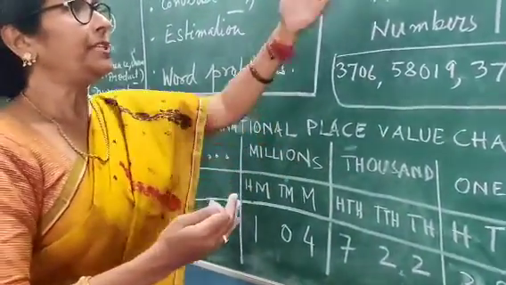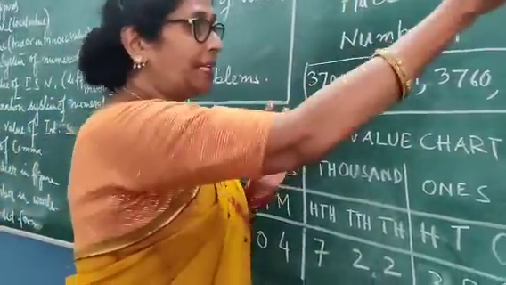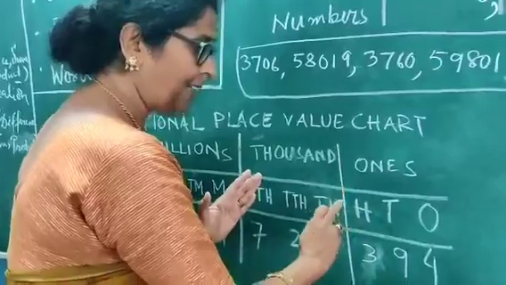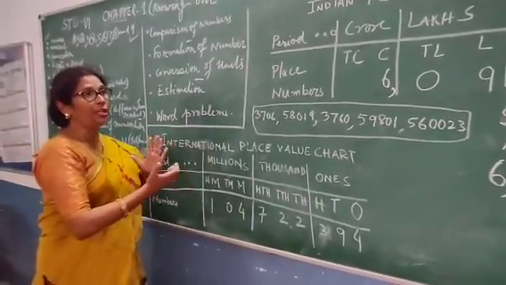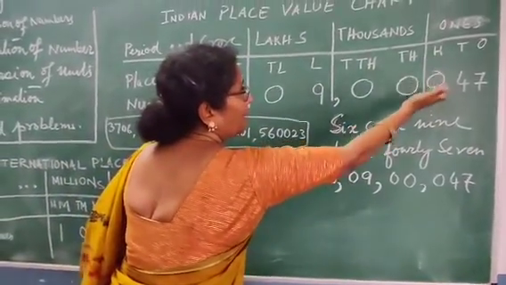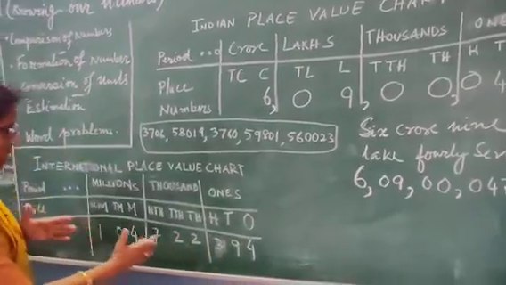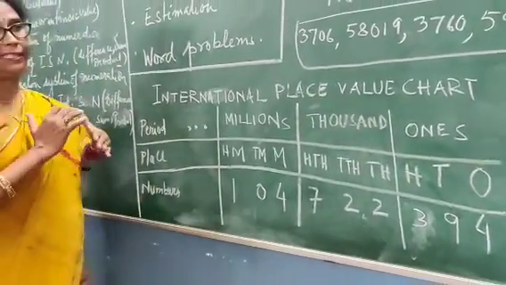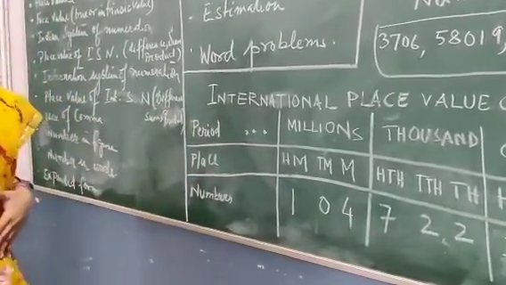Now, children, you have seen the Indian place value chart and the international place value chart. What is the common part? The common part is that in the ones period, in both systems, three divisions are there: ones, tens and hundreds. This is the similarity. And what is the difference? In the Indian place value chart, after the ones period of three divisions, all the rest of the periods have two divisions. But in the international system, the ones period has three divisions, and all the rest of the periods also have three divisions. This is the difference. I have explained the difference and the similarity in this place value chart.